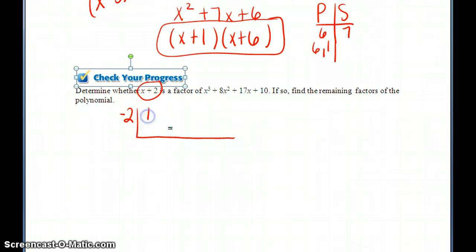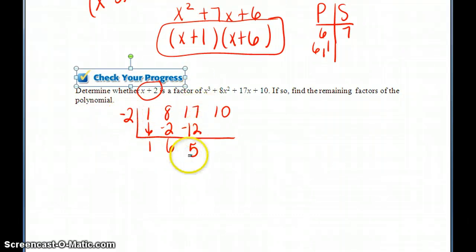And I have 1, 8, 17, and 10. So I drop the 1, and 1 times negative 2 is negative 2. 8 minus 2 is 6. Negative 2 times 6 is negative 12. 17 minus 12 is 5. And negative 2 times 5 is negative 10. So I get a 0 remainder, which means this is a factor of that polynomial.